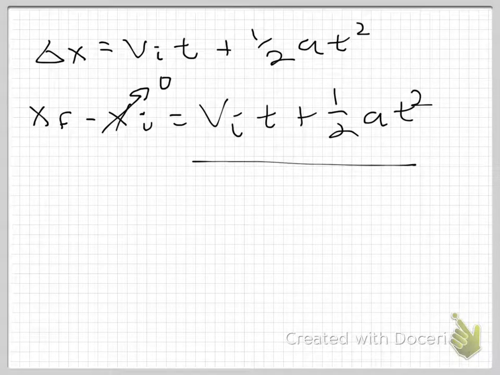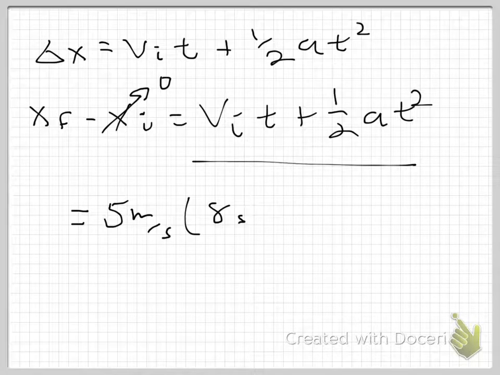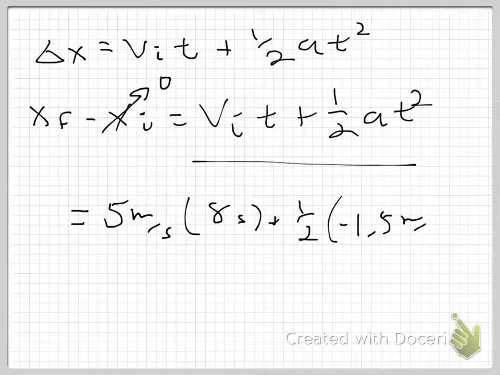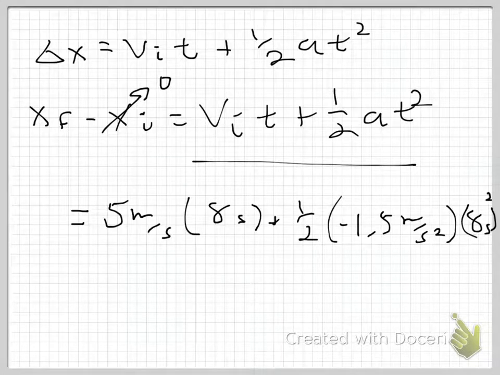Not a big deal. If you want a numerical solution, let's put in the numbers. x final then is equal to 5 meters per second times time, which in this case is 8 seconds, plus 1/2 my acceleration, which is minus 1.5 meters per second squared, and then this is 8 seconds squared. Alright, my time squared.